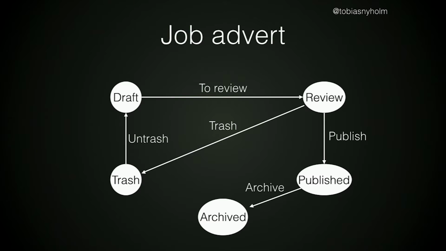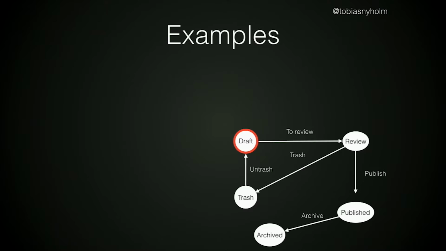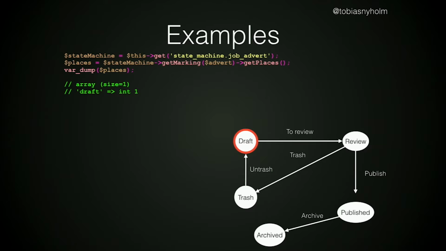And let's go back to my job advert and see this in real life. So I mark the current state. We're currently in draft. And if I get the state machine for this specific advert, I can get a marking store. That's a bit complicated for some reasons. I get a marking store and ask, what are my current states? And if I dump this, I see I'm in draft. It's weird that it's an array, but I'll tell you about that later. For now, it's just weird.